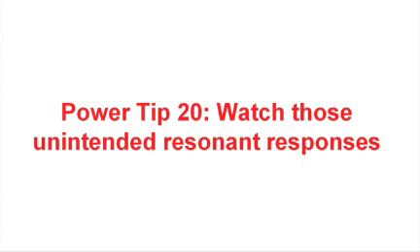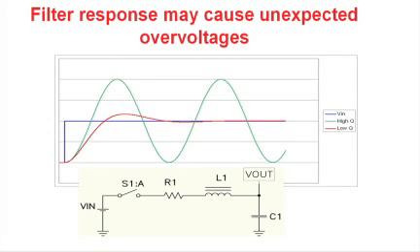In this Power Tip, we're going to take a look at unintended resonant responses in the system. Where you might have an unexpected resonance in your system might be the input to a power supply. For instance, you may have a long cable hooked up to your power supply, and that will form this circuit that's shown on the bottom of the slide.